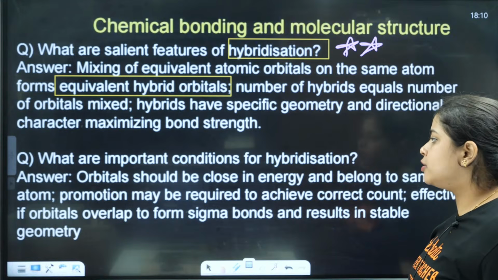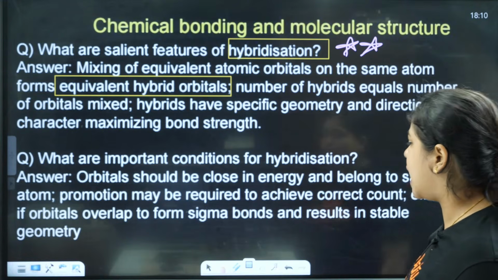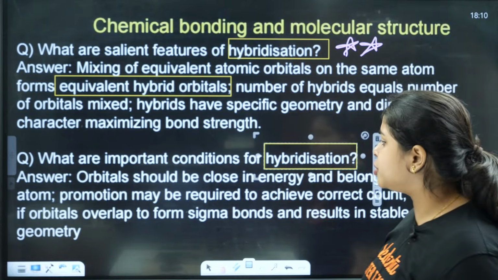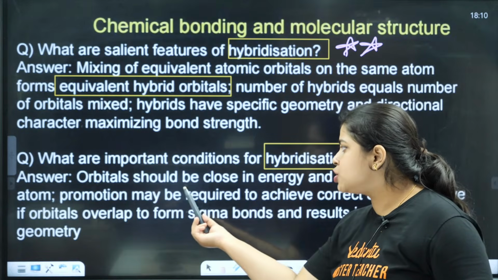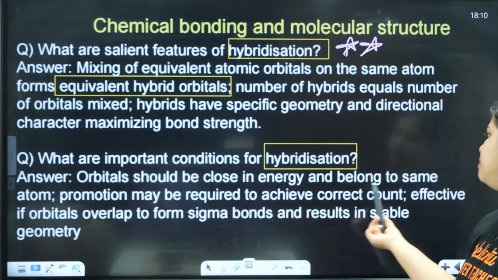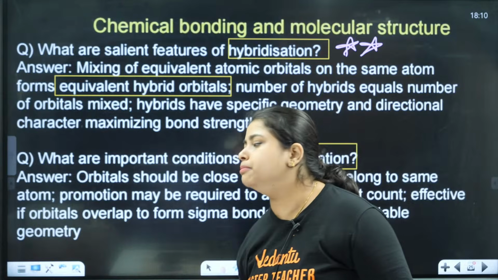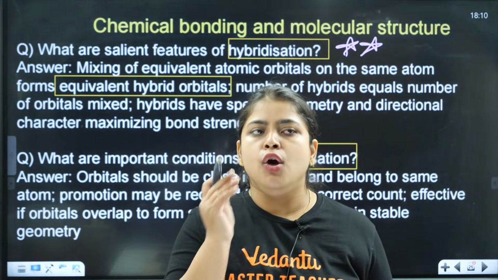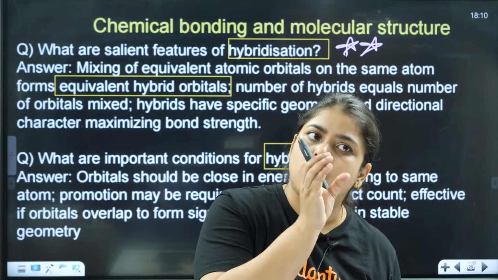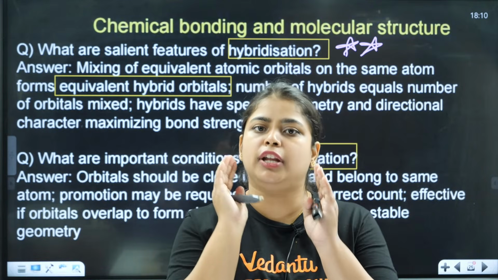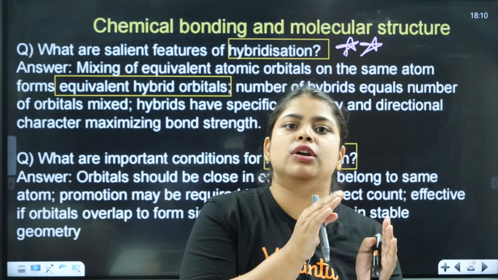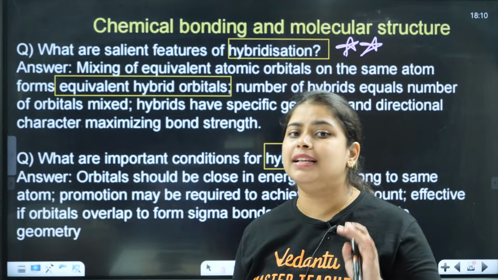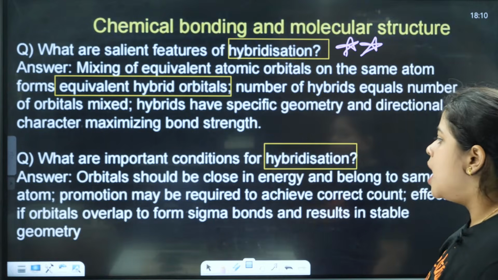Okay. Next question, what are the important conditions for hybridization? Orbitals should be close in energy and belong to the same atom. For example, we have taken O2. If we take O2, both oxygens should be the same. I can't take one oxygen and one hydrogen like that. It should have the same atom. Clear?